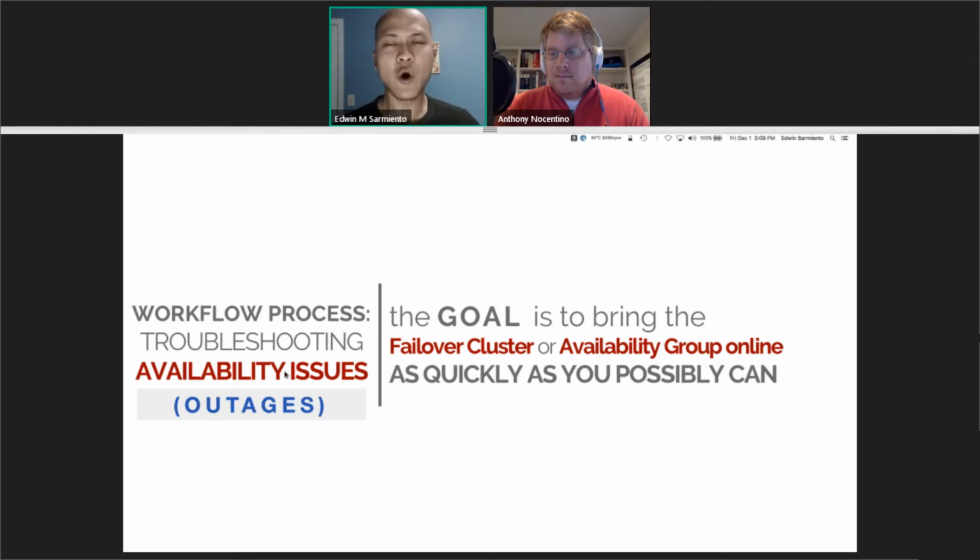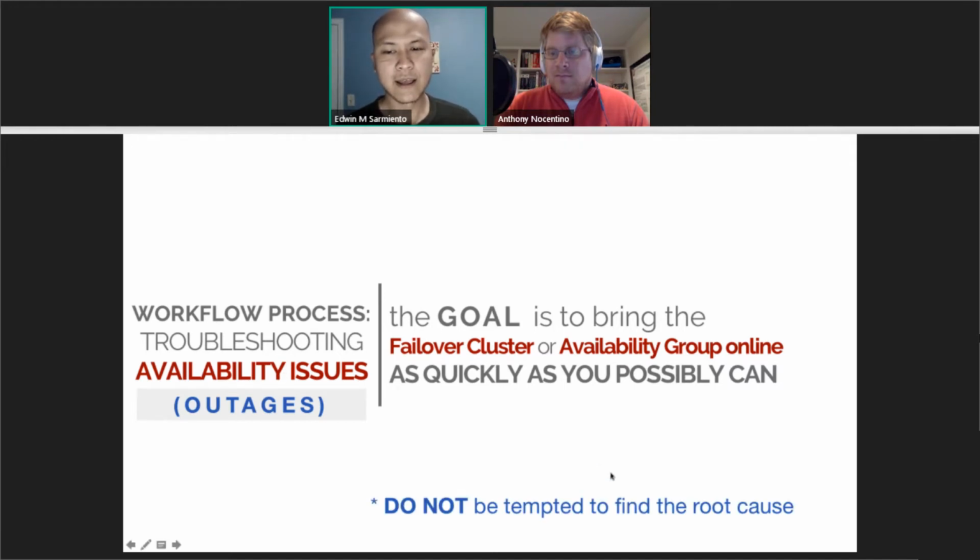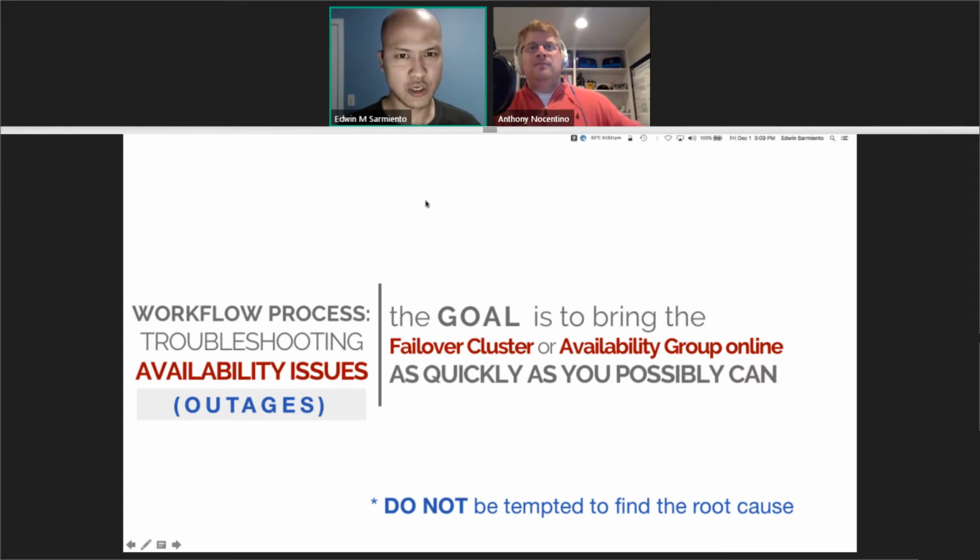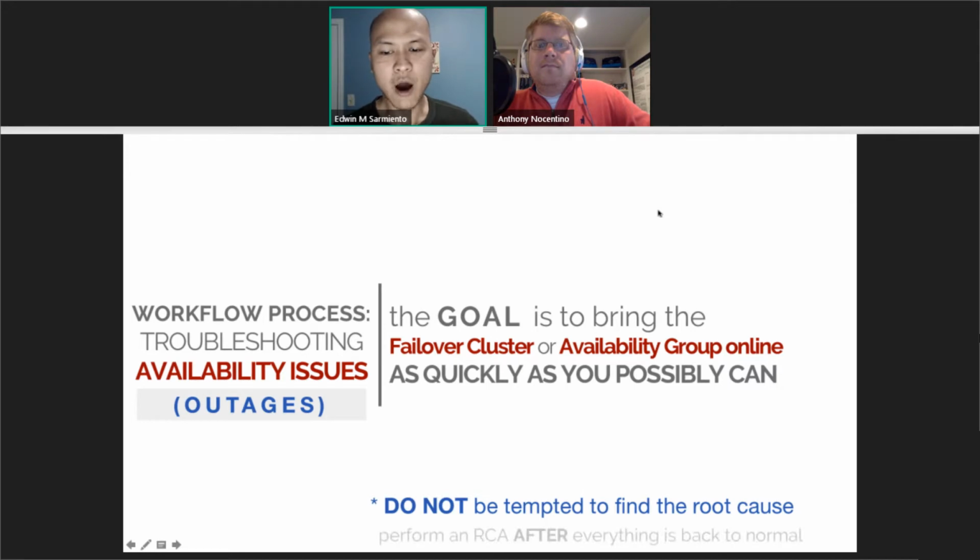Focus on the goal, and the goal here is to bring the cluster, whether it's a failover clustered instance or an availability group, online as quickly as you possibly can. Forget about trying to find the root cause. RCAs should be done after everything is back to normal.